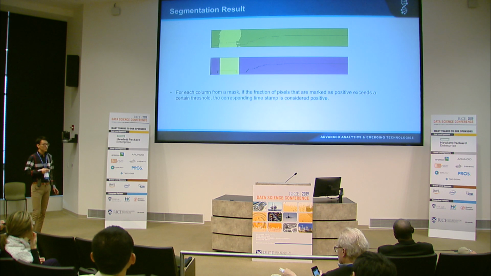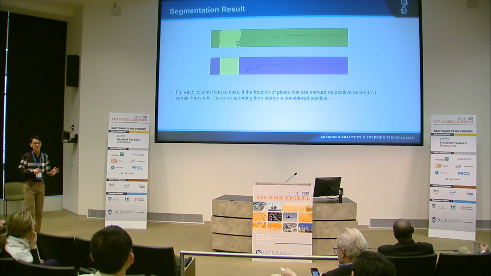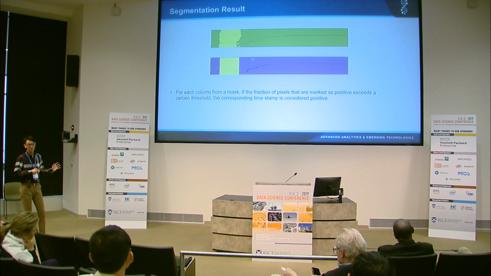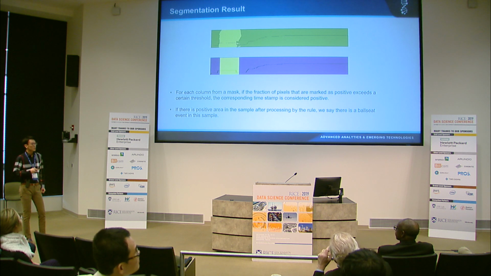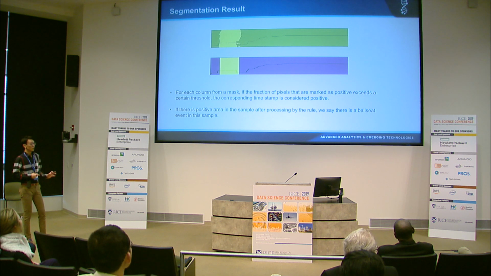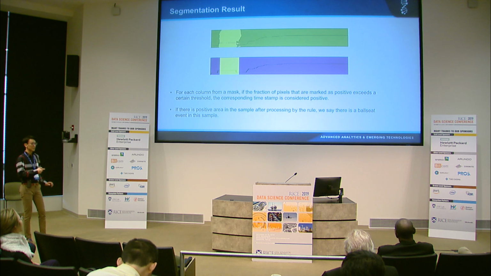So here is one of the examples from the result given by the model. There is an area with lighter color, which is where the computer thinks the pattern locates. And we can see that the edge of this mask is pretty irregular. So we applied some post-processing rule to clean the edge of the mask and make it, let's say, more convincing. And so if there is a positive area, which is the yellow area here, after the post-processing of the mask given by the computer, then we say that there is a Bosset event. The pattern is found in this sample.